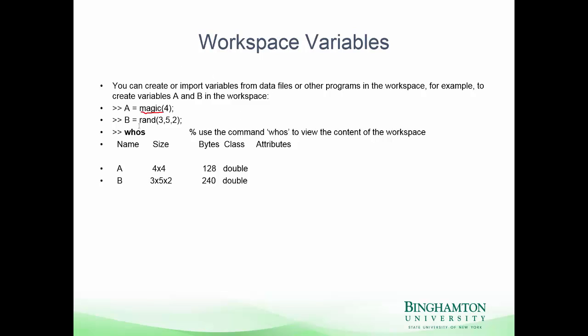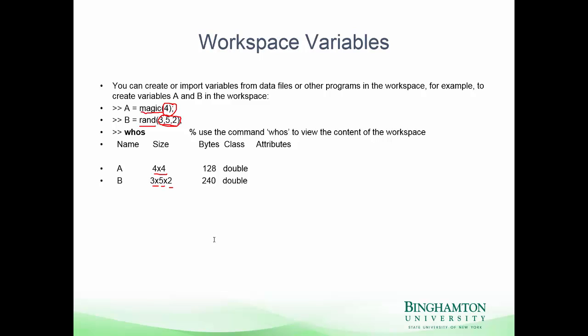And this command rand, again, don't worry too much about that. I'm just using this as an example. That is one command that's used to create random numbers. What we put here and what it does will depend upon what the command is expecting. But in this case, when you put a 4 there, it will create a 4 by 4 matrix. And for rand, when you put 3, 5, 2 there, it will create a 3 by 5 by 2 array.